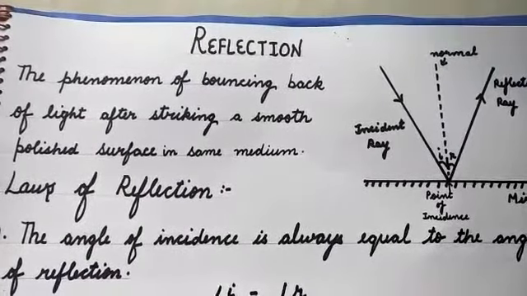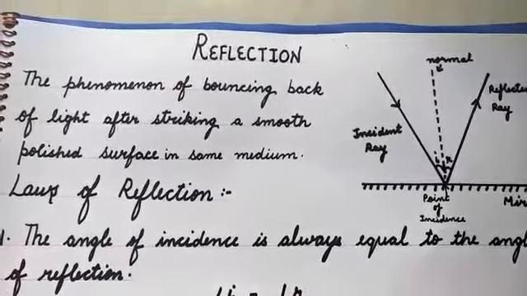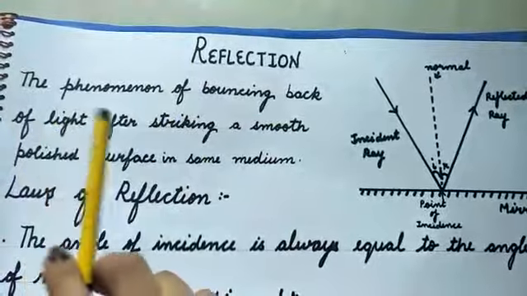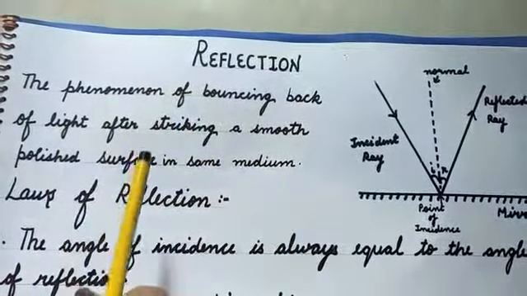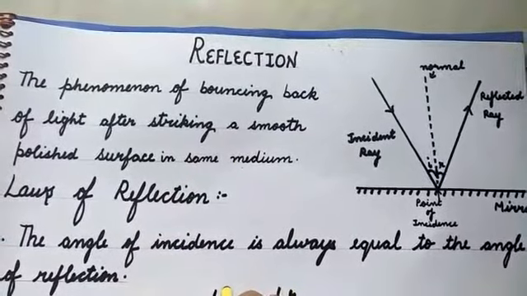Now our next topic is reflection. First of all, the definition of reflection is the phenomenon of bouncing back of light after striking a smooth polished surface in the same medium. Now we take an example of reflection.